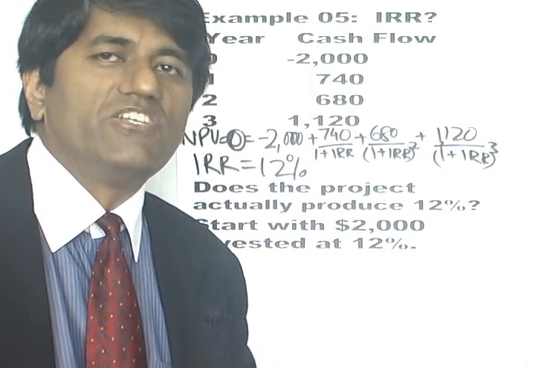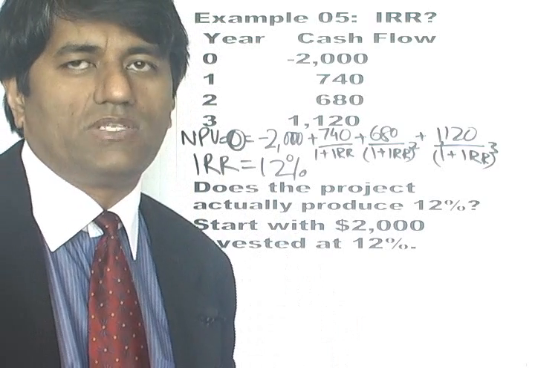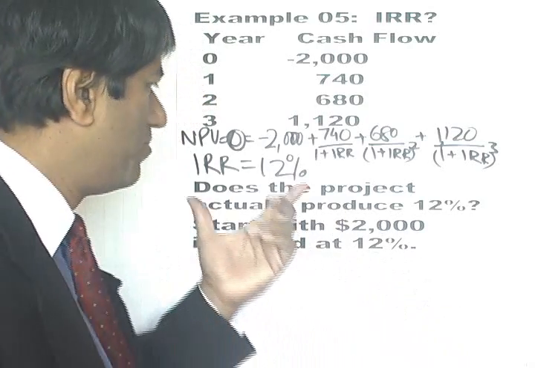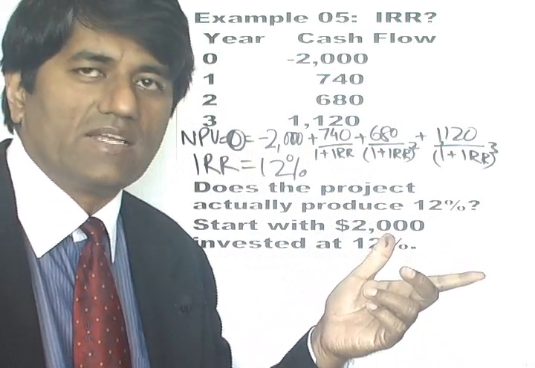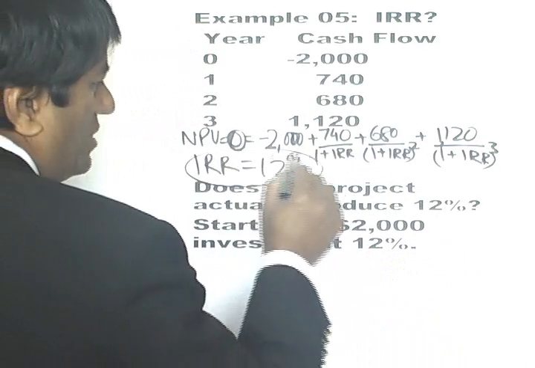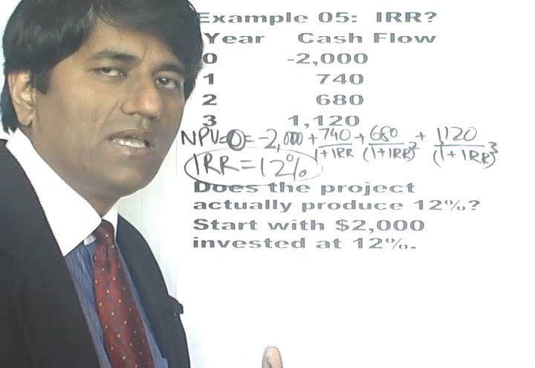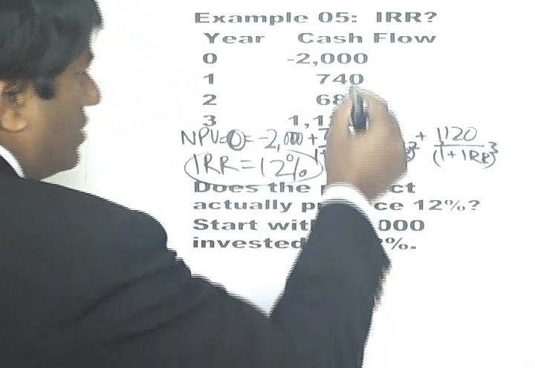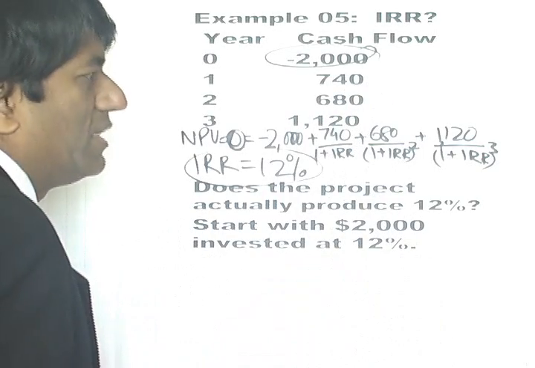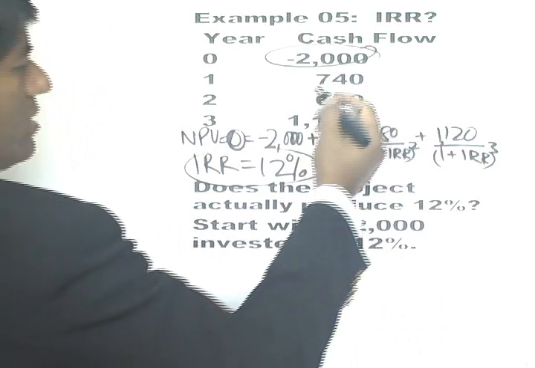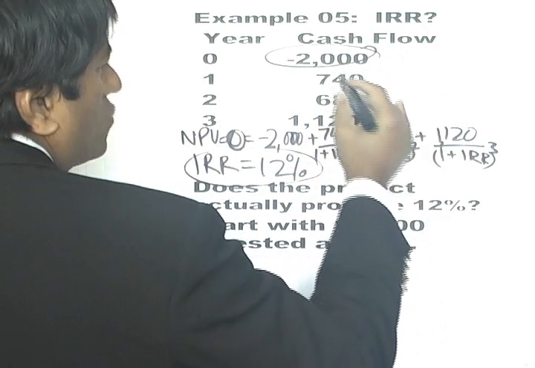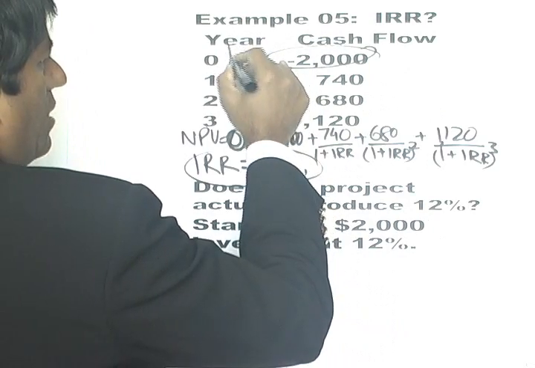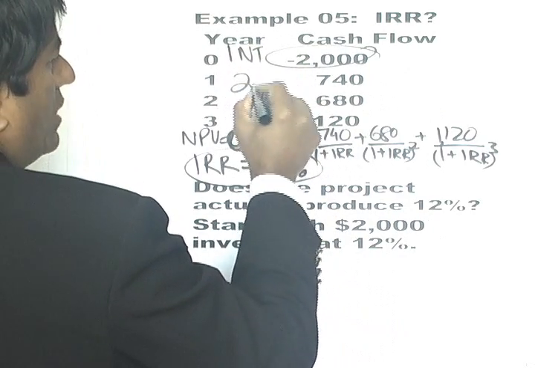Now what we're going to do is check if this project actually does produce a rate of return of 12%. Because we are saying that this project has an internal rate of return of 12%. So let's look at what rate of return is produced by these cash flows on the initial investment of 2,000. If the initial investment is 2,000 and you have a 12% rate of return, then your interest for the first year is going to be 2,000 into 12%, or 240.